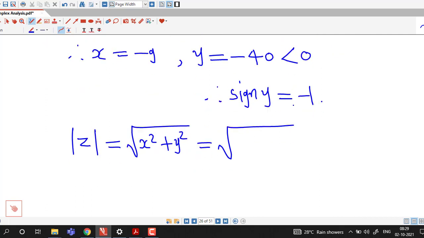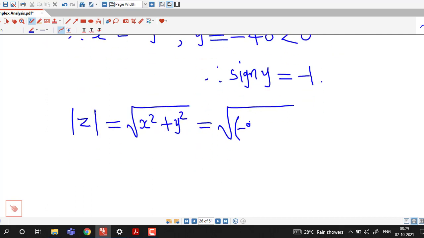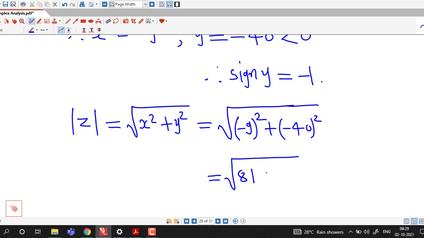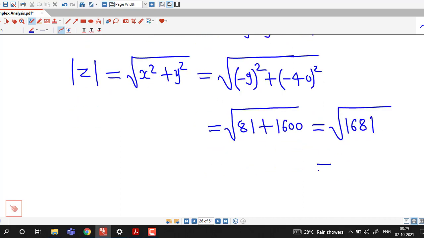x is minus 9 and y is minus 40. So it is the square of minus 9 and the square of 40. So this is going to be 9 squared, that is 81, and 40 squared, that is 1600. So this is equal to 1681, and the square root of 1681 is 41. If you square 41, you will obtain 1681. So the absolute value of z is 41.